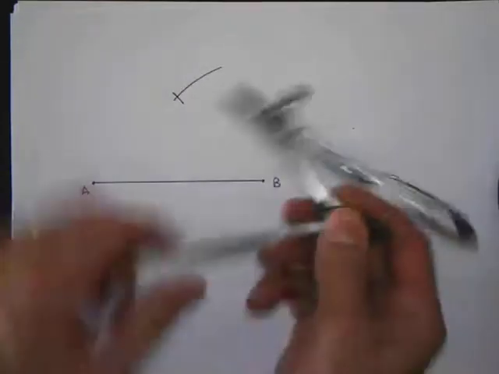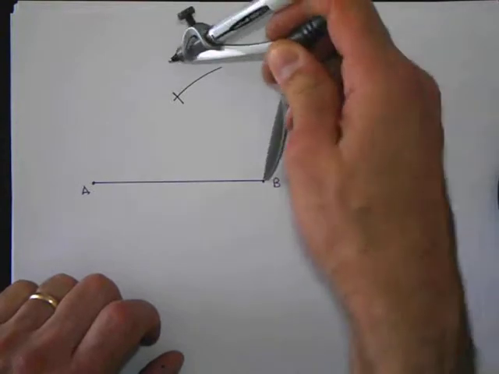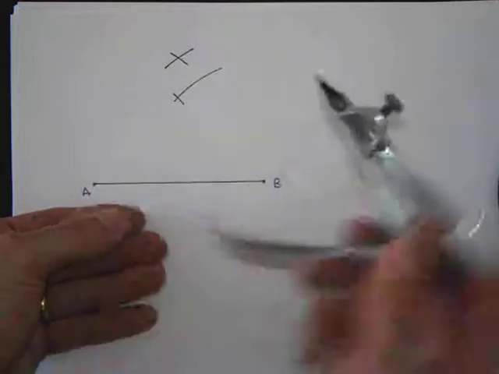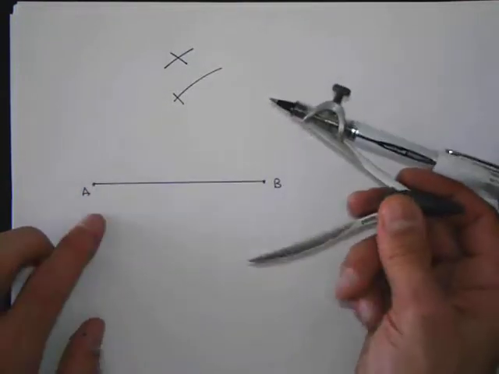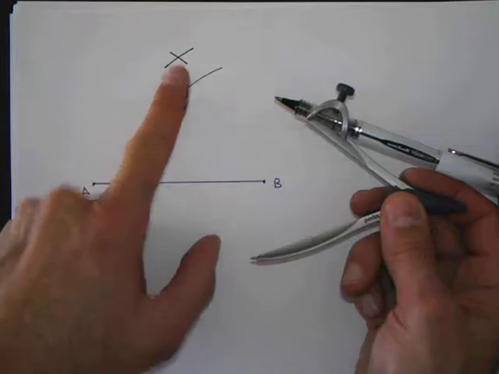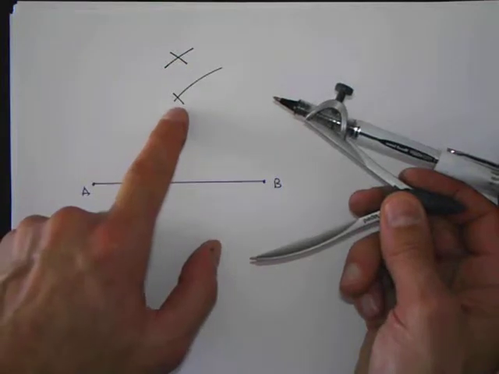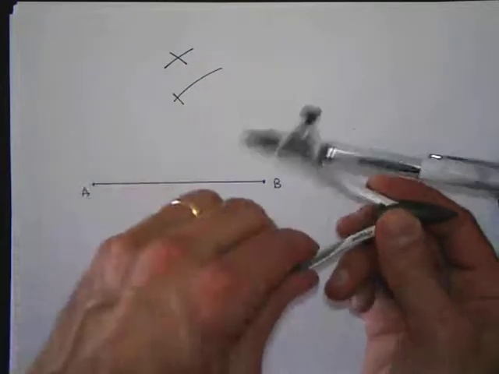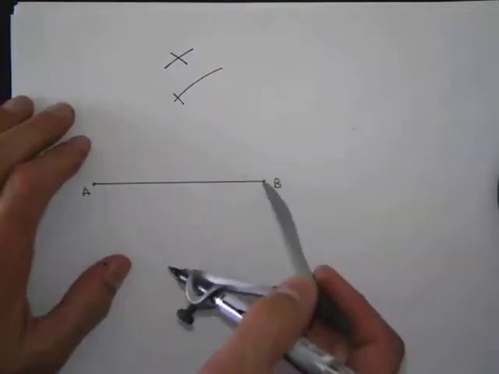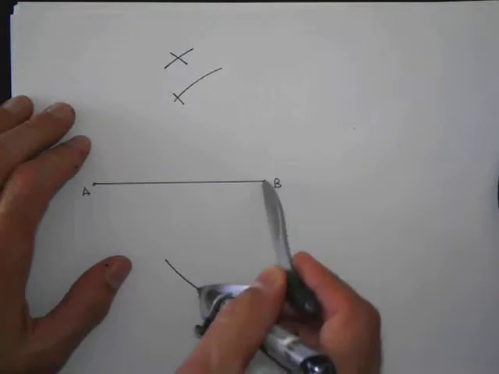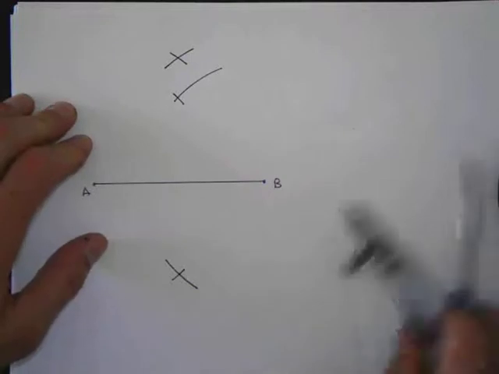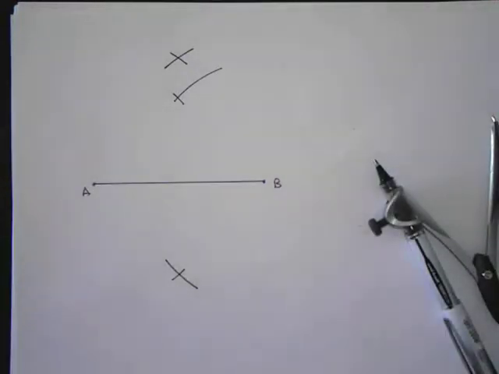I can change my settings. I just made it a little bit bigger. I could do this again and construct yet another point that's also equidistant from A and B. Now the distance for this point is different from the distance from this point, but both points are equidistant from A and B. I can also go down to the other side of the segment. Do the same thing. So there I've got 3 points equidistant from A and B.